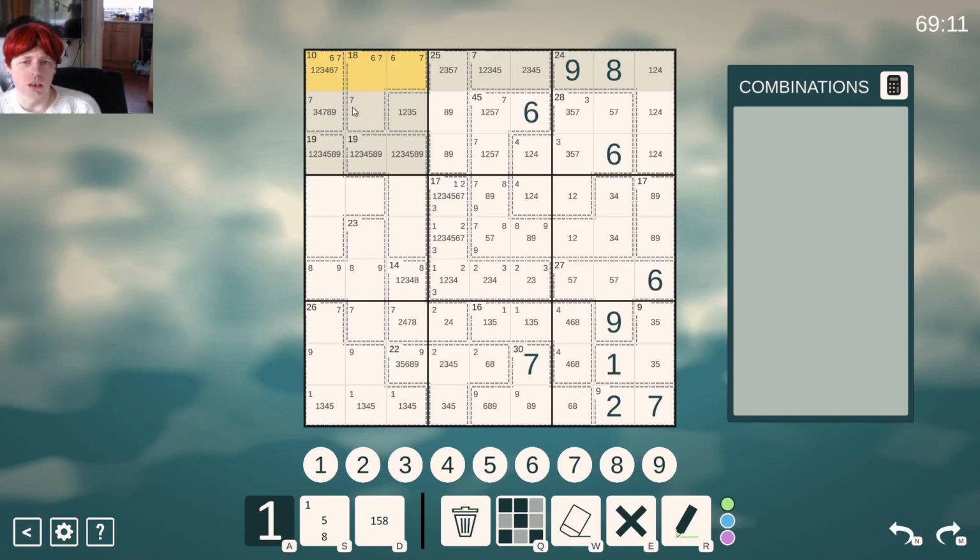Well, I think the very first thing I looked at was this 17 cage, because it's got 2 numbers. It must contain an 8 and a 9. So you look for things like that. And that is how you start off.